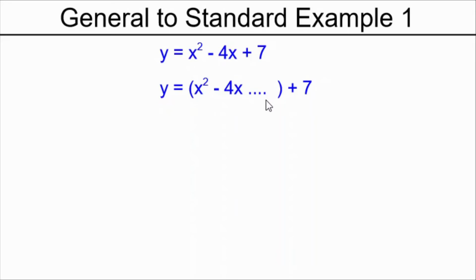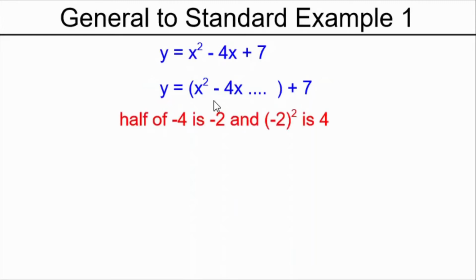But what number? Well, there's a trick to figure out what number we need to put. We divide the numerical coefficient of x, the negative 4 in this case, by 2, and then we square the result. Half of negative 4 is negative 2, and negative 2 squared is positive 4. The positive 4 is the number that we're going to put into that third position inside the bracket.